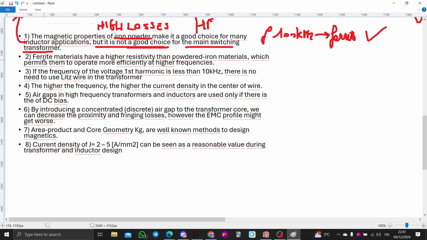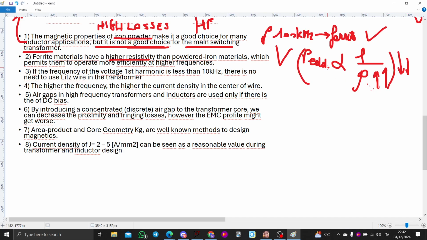Second: ferrite materials have higher resistivity than powder iron materials, which permits them to operate more efficiently at higher frequency. Yes, this is true. There is nothing to say. Remember that the power of the eddy currents is proportional to 1 over the resistivity. So if the resistivity is higher, the losses are lower. So this is true.